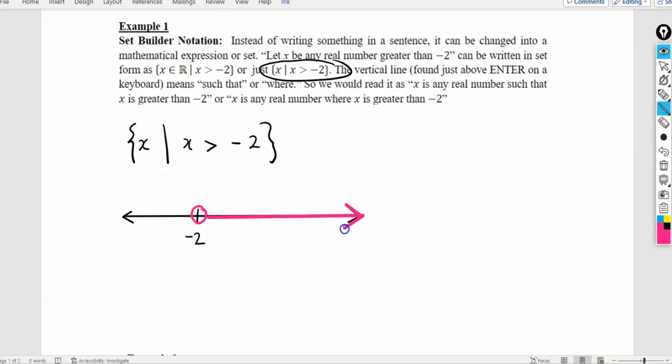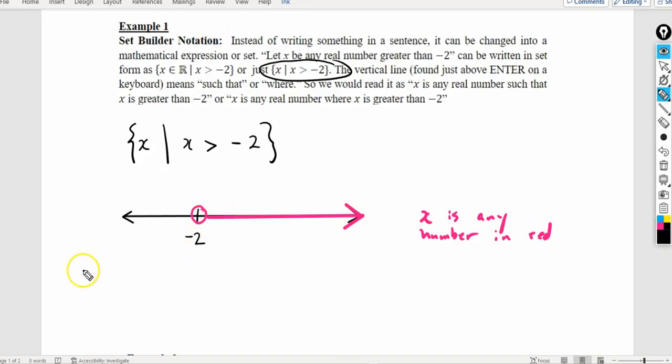So what I've done here in red on the number line is saying exactly the same thing as what this set builder notation has said. Here, x is going to be any number in the red on this number line. And these two mean exactly the same thing, but if you're looking at this, there wouldn't be an easy way to type it.